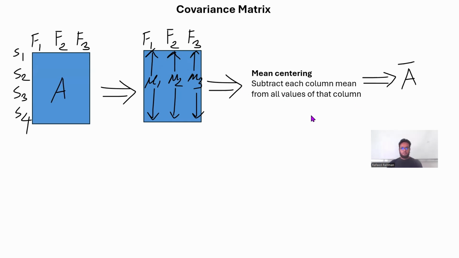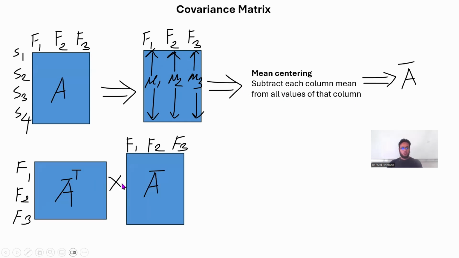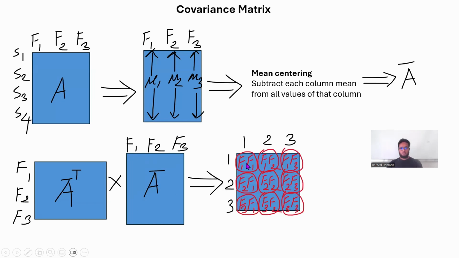Next thing is to use this A bar to do a matrix multiplication: we multiply A bar transpose and A bar. Understand that the rows of A bar transpose are the features, these columns basically, and in A bar, they are the columns. So if we do the matrix multiplication, we are going to get something like this: F1F1, F1F2, F1F3, and so on and so forth.